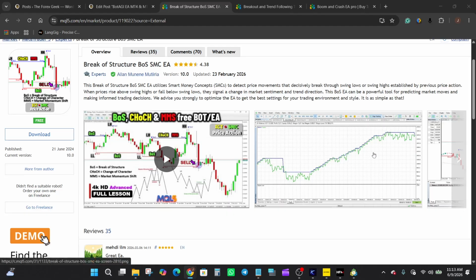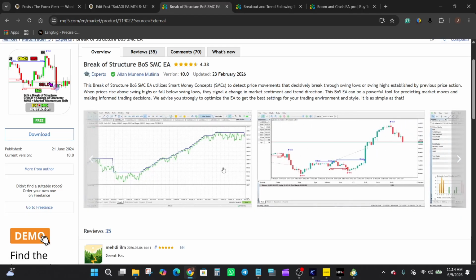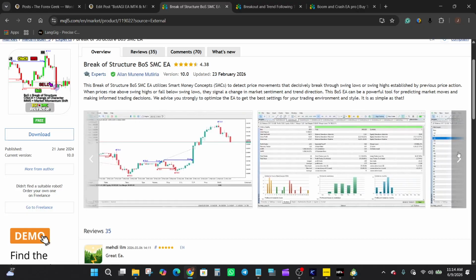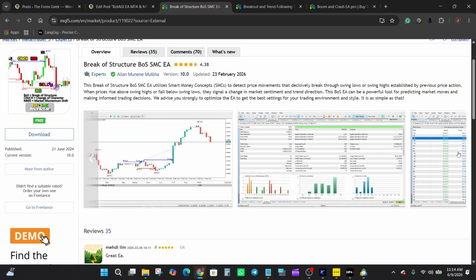Now, let's just quickly transition into the backtesting section. Since no specific recommended currency pairs or time frames are provided, I'll be focusing on the general historical behavior and how this type of structure-based logic reflects on the chart during testing.